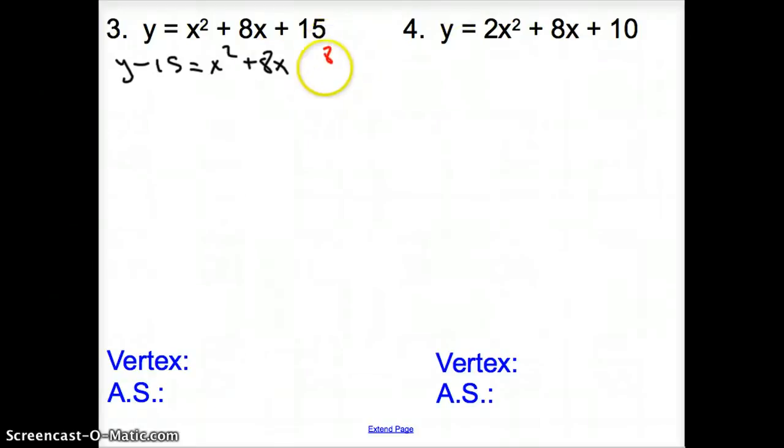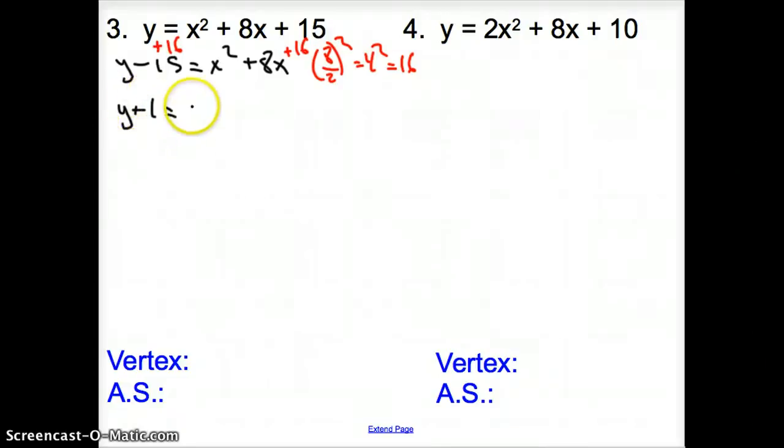So we go 8 divided by 2. That is squared, so that's 4 squared, which is 16. So I have to add this 16 here and add this 16. Now be careful because you're adding it to that negative 15. So again, we have y, now it's plus 1, equals x squared plus 8x plus 16.